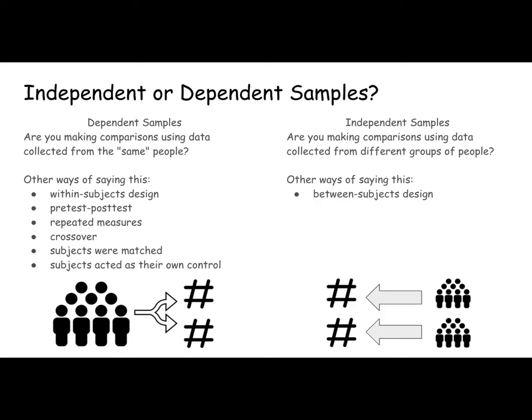There are lots of ways for an author to clue you in that they're using dependent data. They might say a within subjects design, pre-test, post-test, repeated measures, crossover. All of these are clues that their data came from the same people that they're making comparisons about. If they have independent samples, so they're collecting data from two different groups and making comparisons between these different groups of people, they may say independent data or independent samples, or they may say a between subjects design.